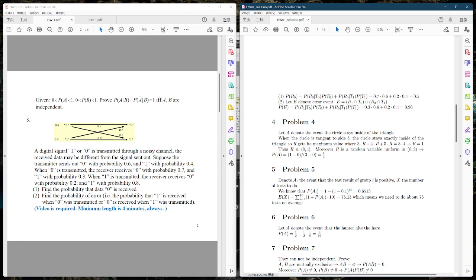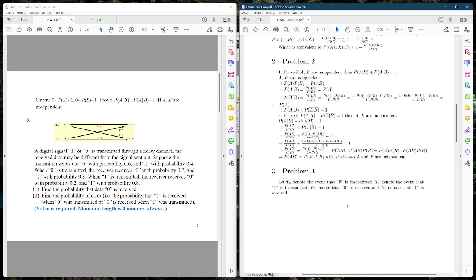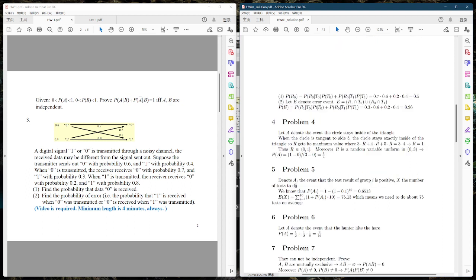And the first question is to find the probability that data 0 is received. So let us first denote T0 as the event that 0 is transmitted, T1 as the event that 1 is transmitted, R0 as the event that 0 is received, and R1 as the event that 1 is received.